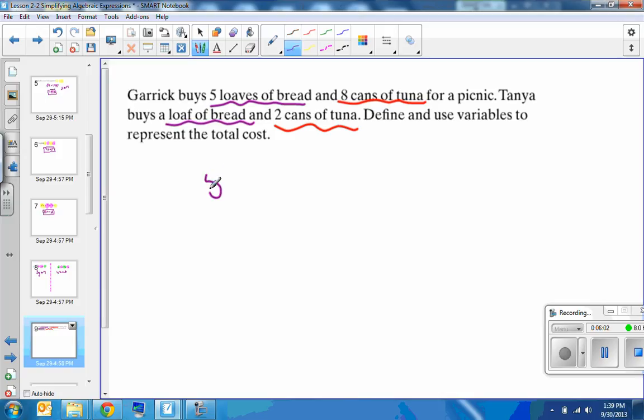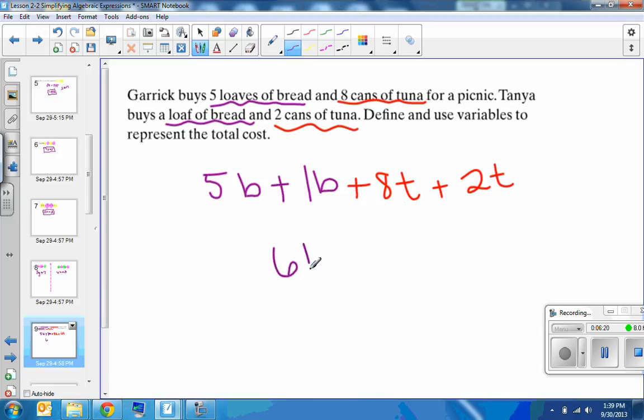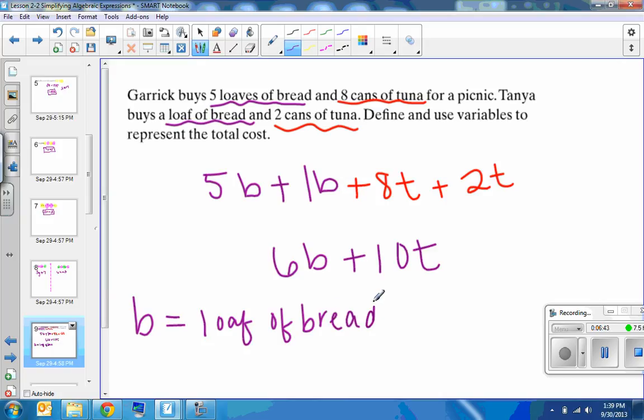So I can represent this: 5 loaves, we'll put 5b, plus 1 loaf of bread, plus 8 cans of tuna, so 8t plus 2t. So I can combine like terms. 5b plus 1b is 6b, and 8t plus 2t is 10t. I always want to define my variables. So B stands for a loaf of bread, and T stands for cans of tuna. I wrote out my expression and then I combined my like terms.